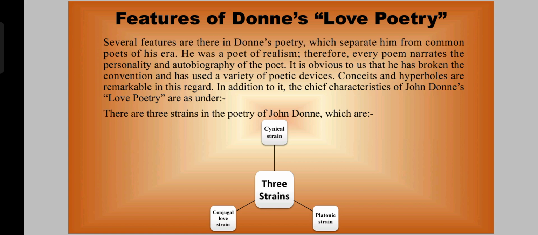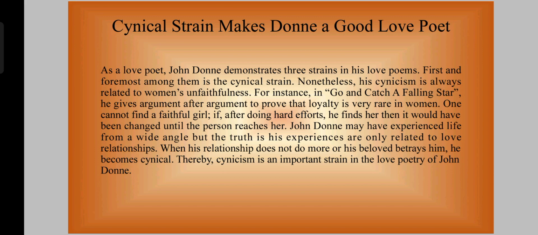So there are basically three strains in the poetry of John Donne: the cynical strain, the conjugal love strain, and last is the Platonic strain. First, the cynical strain makes Donne a good love poet. As a love poet, John Donne demonstrates three strains in his love poems. First and foremost among them is the cynical strain.